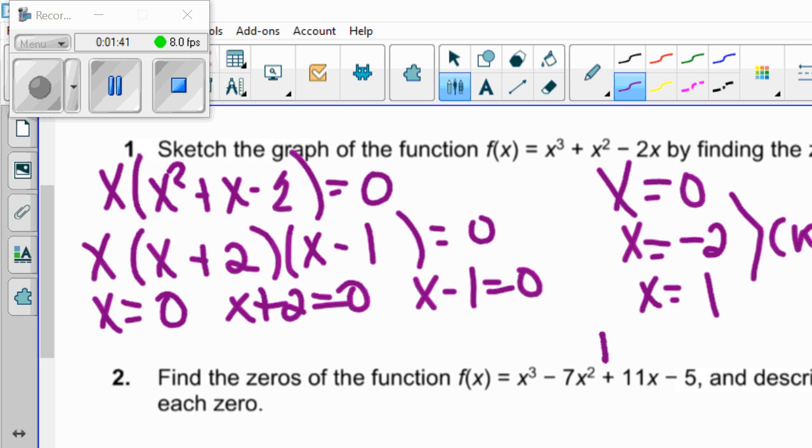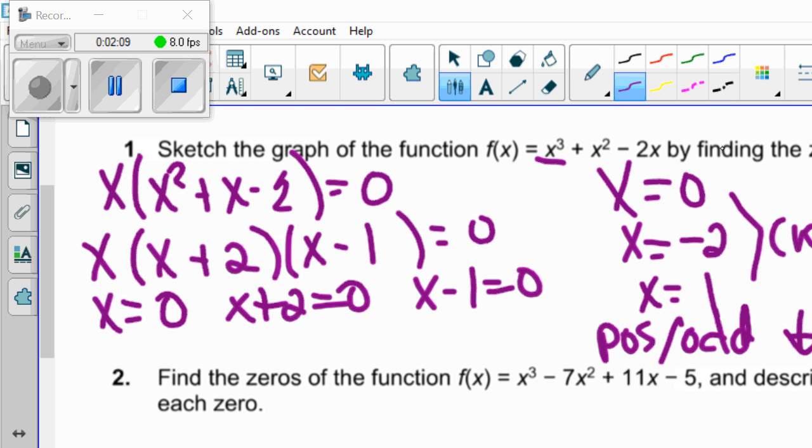The original equation was positive and odd, so I know my end behavior is going to be down, up. So if this is up, this is down. It has to cross through each of these. I know, so it's coming up, something like this. And again, it's just a rough sketch. I don't know how high it goes or how low it goes, and I don't need to know that here. So there's the graph of that by finding its zeros.